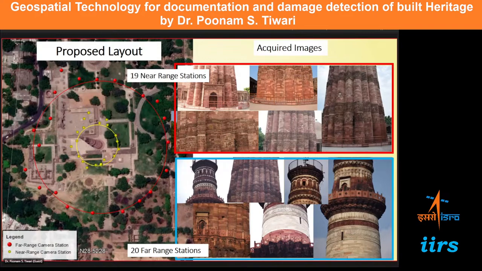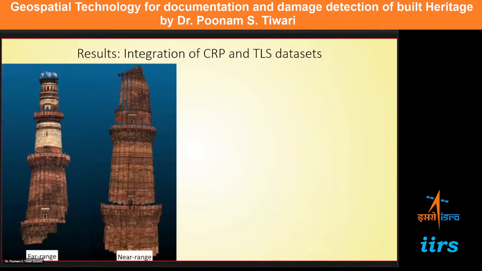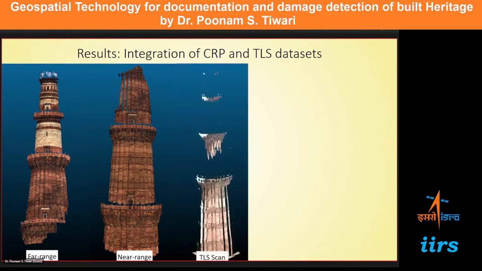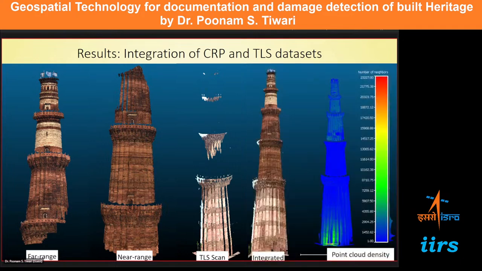Now on the other side I have shown you the photographs. The photogrammetric processing of these near range and far range photographs was carried out, and the 3D point cloud was generated using these also, far range, near range, and we have integrated the TLS scan along with that, and got a complete integrated 3D point cloud for Qutub Minar, in which the point density was quite good throughout the Minar. There were some shadow areas, but still we get the best point density.